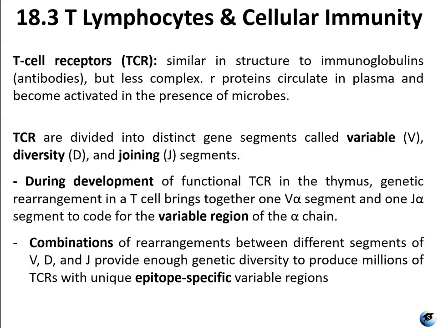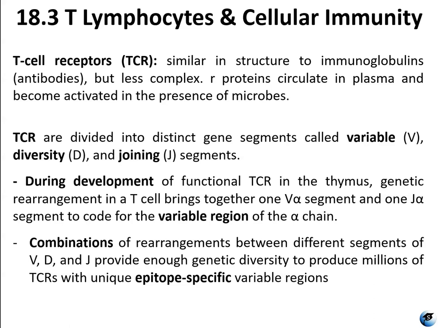T cell receptors, TCRs, are similar in structure to immunoglobulins. Remember, immunoglobulins are the antibodies. But they are, thankfully, less complex. TCRs are divided into distinct gene segments called variable, diversity, and joining segments. So V, D, and J segments.